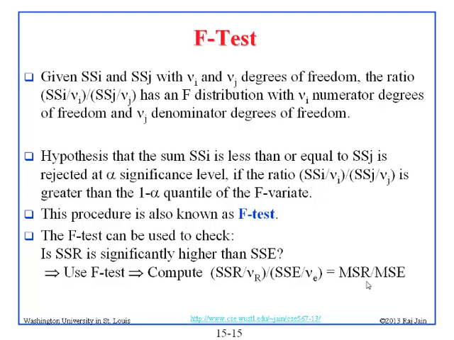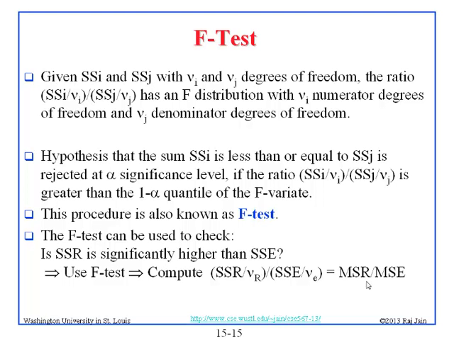So when we start taking the ratio of these sums of squares, suppose I divide SSE by SSY, or SSR by SSY, that ratio will have an F distribution. So now let's talk about that. Given SSi and SSj with nu i and nu j degrees of freedom, the ratios have F distribution with nu i numerator degrees and nu j denominator degrees of freedom. So F distribution has two parameters: the numerator degrees and the denominator degrees of freedom. Whatever ratio we divide, we have to know that, and then we can do the test.